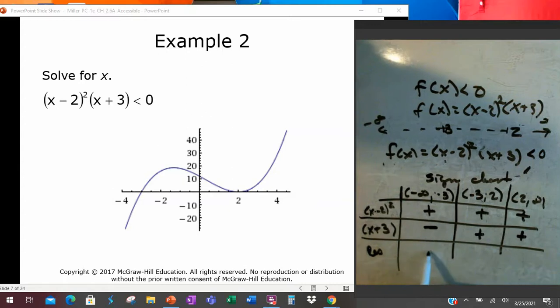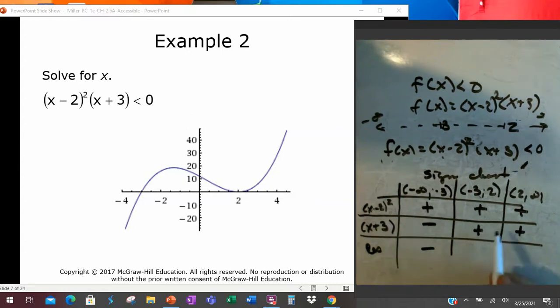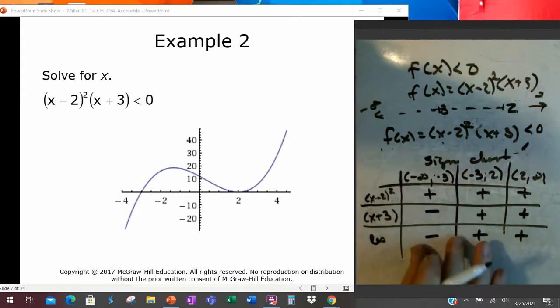Positive times a negative is a negative. Positive times a positive is a positive. Positive times a positive is a positive. I've got all of the signs, and if we compare that to the graph, let me get over here. If we look, here's the negative, here's the positive, and then there's the positive on the other side, okay? And once I build this, it tells me everything.